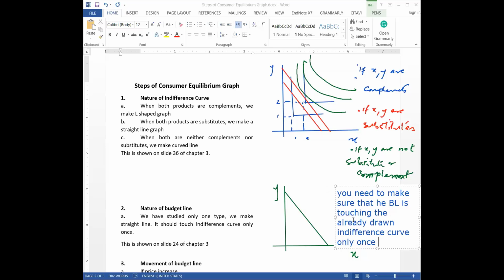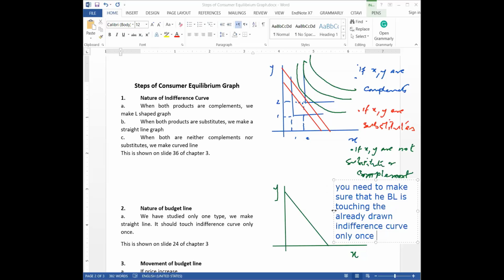You have to draw it in a way that it is only touching the indifference curve once. In other words, we call it tangent. It should be tangent. So I will do an example so that you can understand it. It will help you to draw the indifference curves. So this is the second step that is important. These two will make the foundation. Okay, now let's move forward.